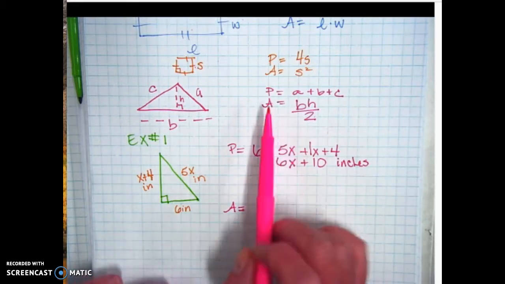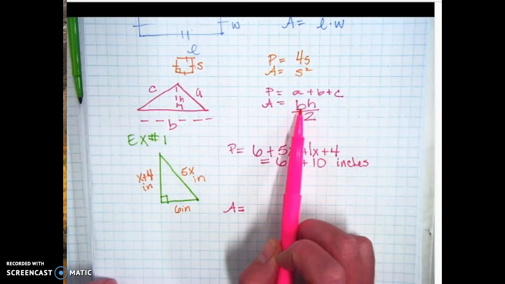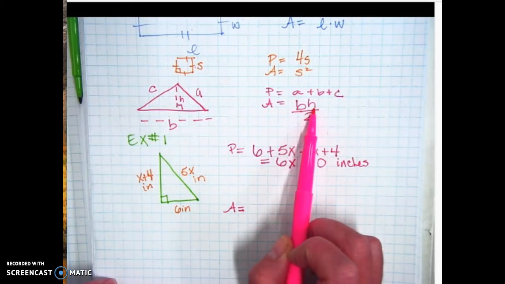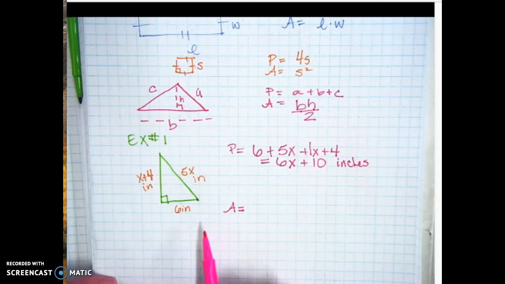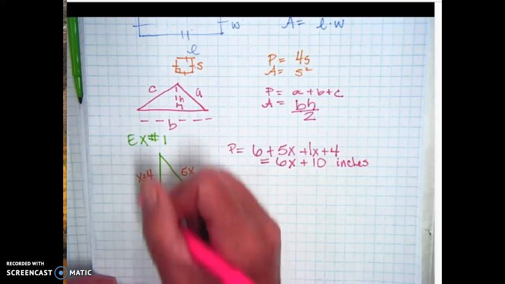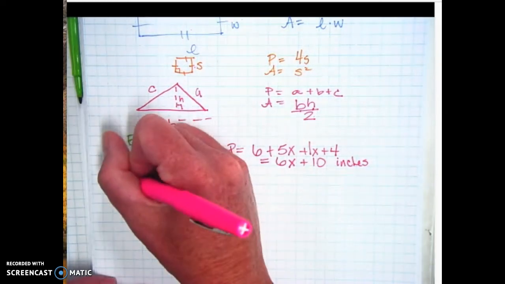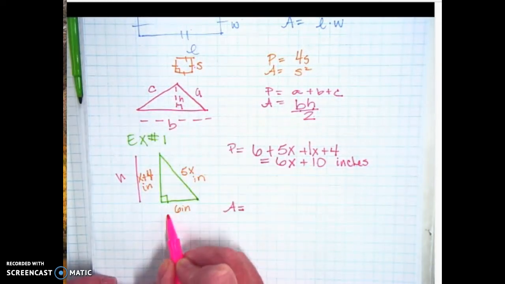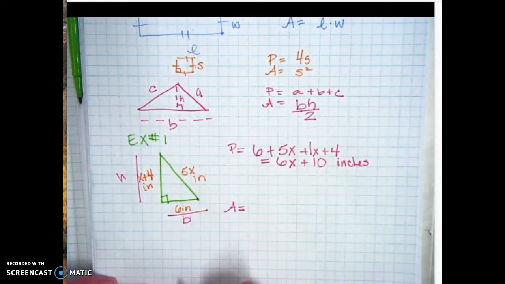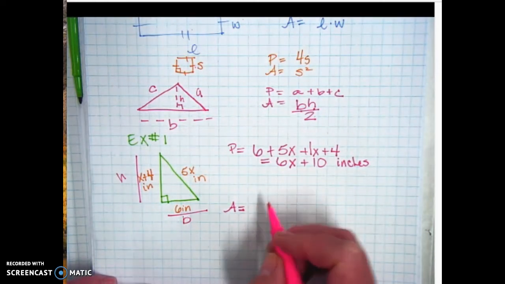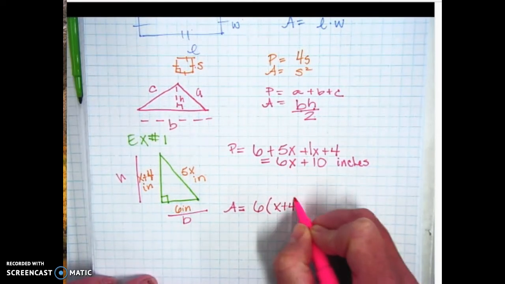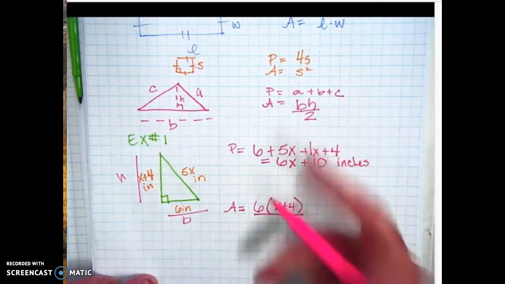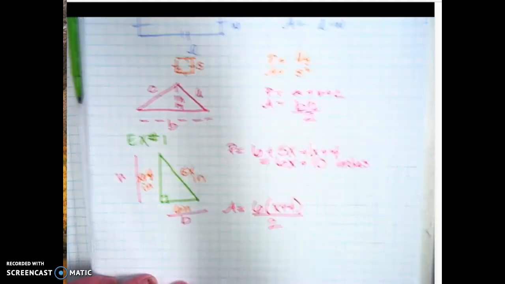All right. Now for the area, we want to do the base times the height divided by 2. So the base and the height are the two sides that aren't what we call the hypotenuse. Okay, so we'll make this the height and this the base over here. So we're going to multiply 6 times the x plus 4. And then the formula calls for us to divide by 2, which is the same as multiplying by 1/2.